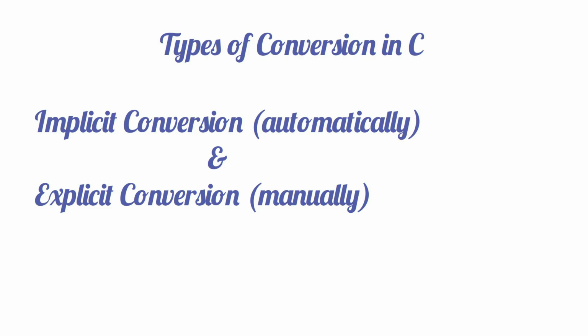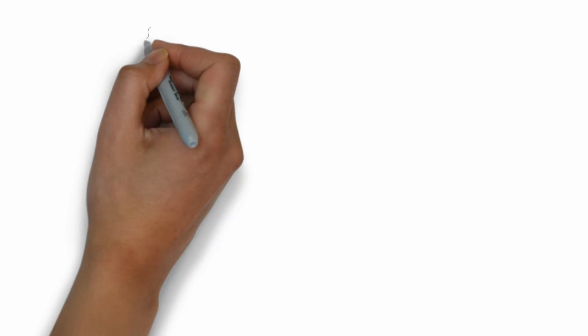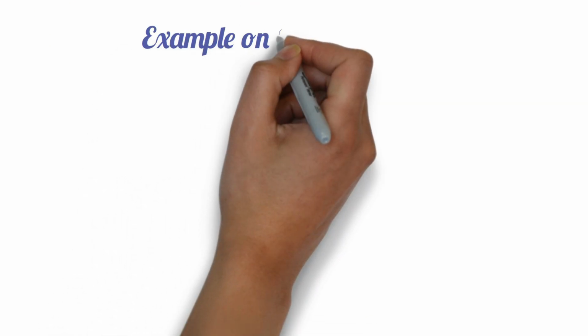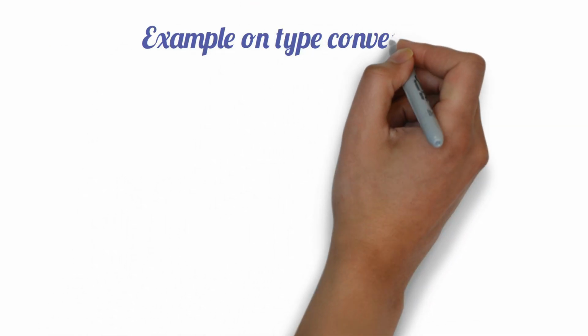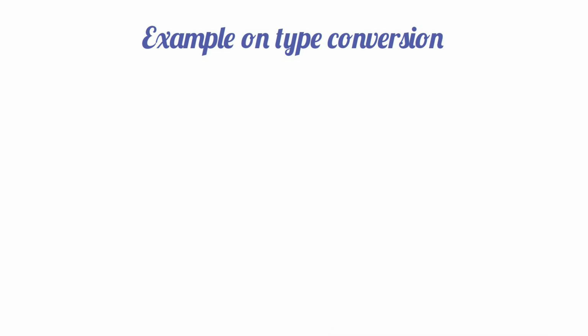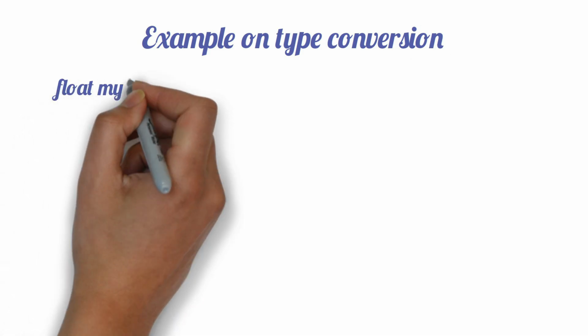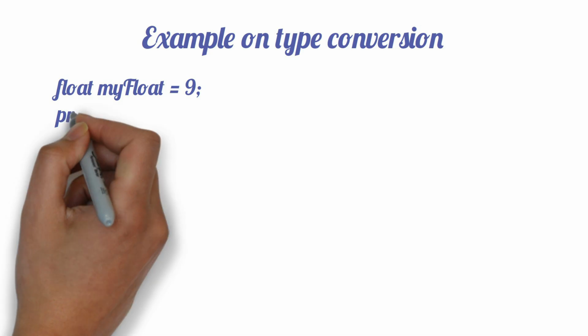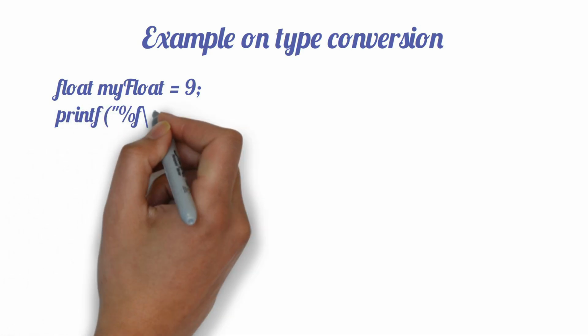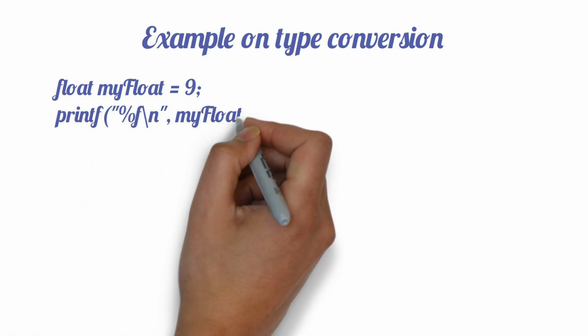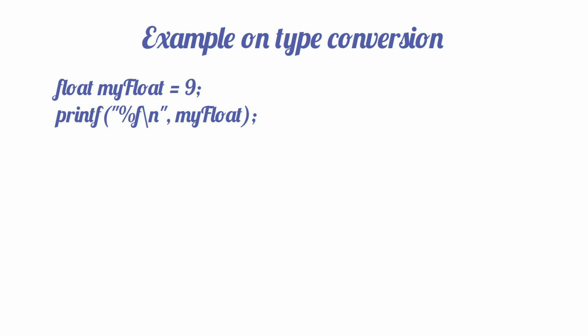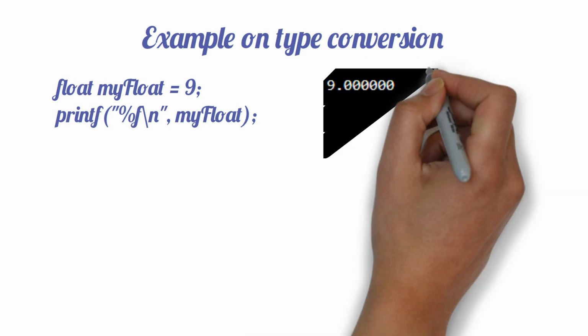Let me show you one more example for this. Now I'm declaring a variable called my float of type float and I'm assigning an integer value, that is 9, to it. Next, I'm going to print that my float value. The printf statement I'll write is %f, comma, my float. If I run this code, this will be the output. As you can see, the output is 9.000000.